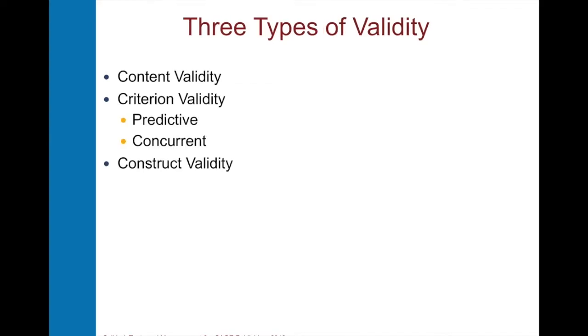So what are the three different types of validity? We have content validity, criterion validity, which is split into predictive and concurrent, and then we have construct validity. And technically, construct validity is divided into discriminant validity and convergent validity, but I'm not going to emphasize too much on that. I'll talk more about that when we talk about the multitrait-multimethod matrix. But for right now, let's talk about content validity first, and then criterion.